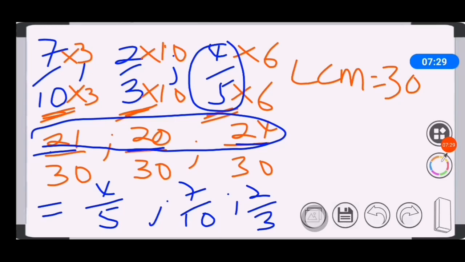Now I want you to try out the following. Pause the video and do the work. When you're done, come back for the revision.